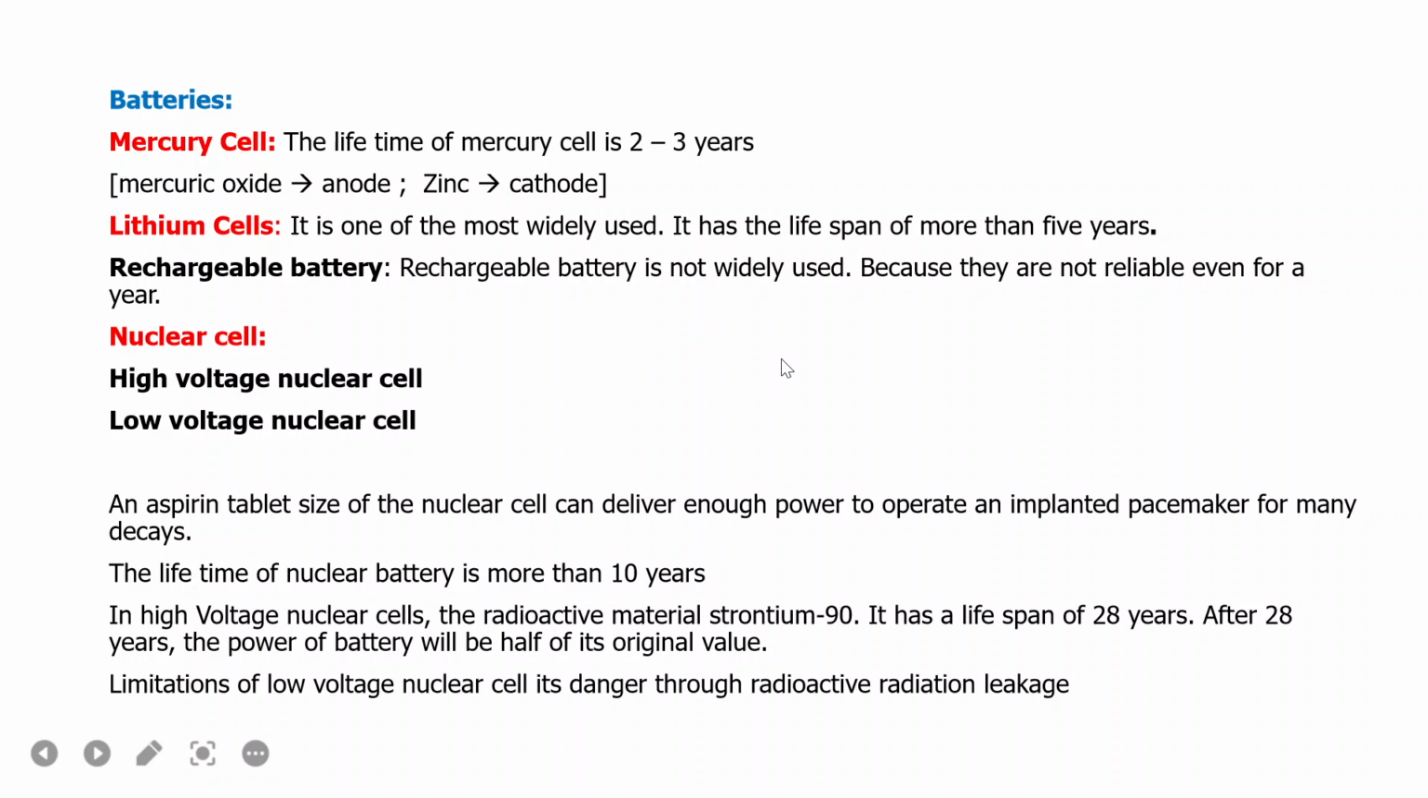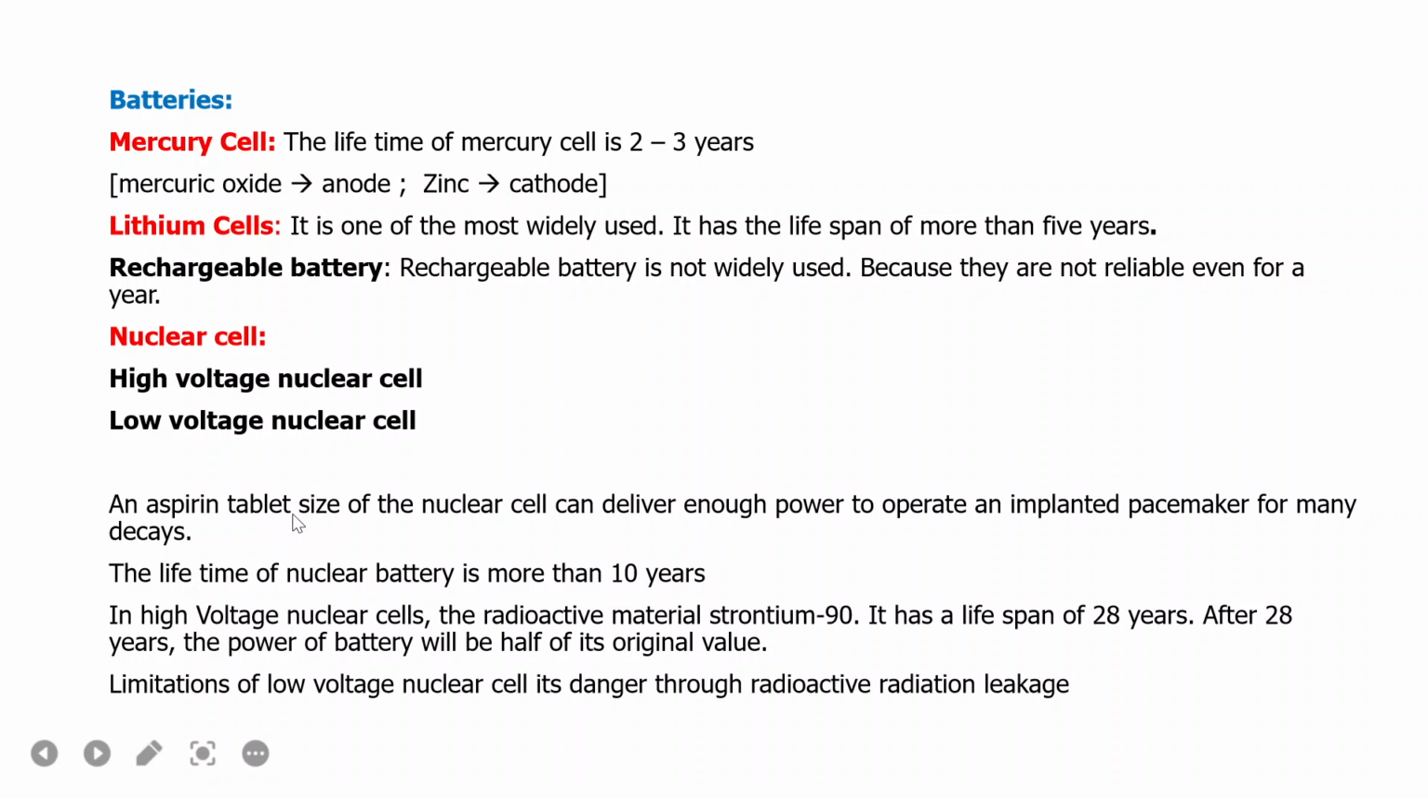Here it is not suitable, it's not reliable, because we can't take the battery outside and recharge it, as it is implanted inside the human body. It's not easy, because every time we would have to do a surgery and take it out. And the last one is the nuclear cell. There are two types: high voltage nuclear and low voltage nuclear.